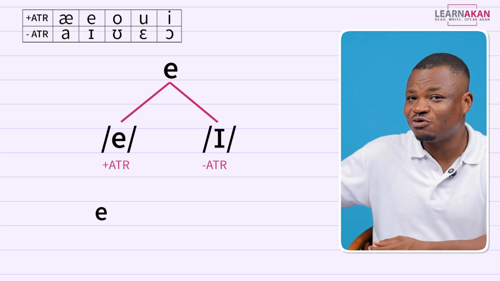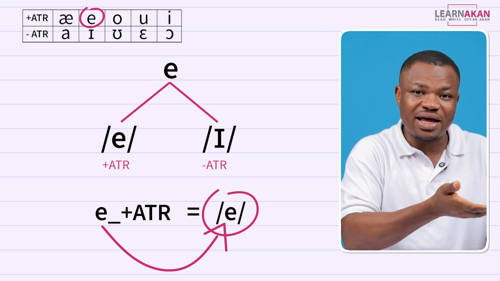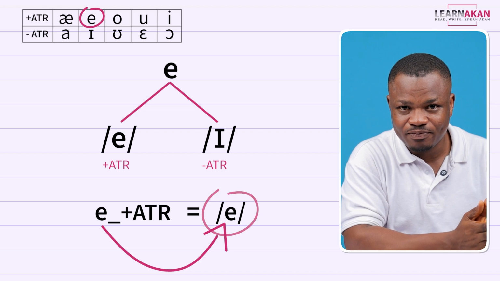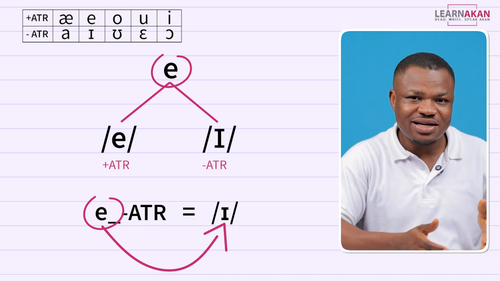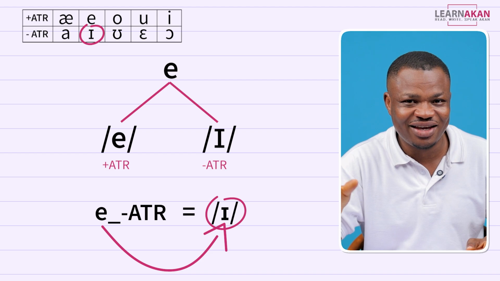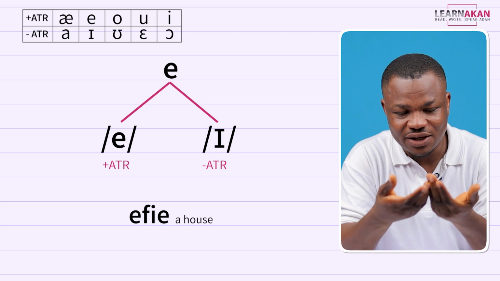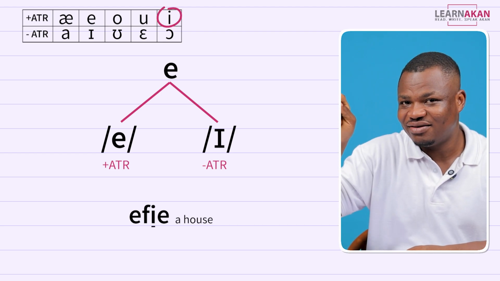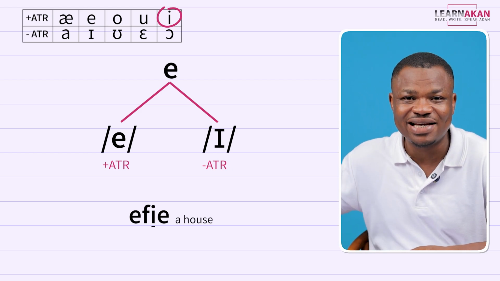If that vowel sound is from the plus ATR set, then this e will most likely be pronounced as the regular e because this e is from the plus ATR set to ensure that there is harmony. But if the next vowel sound is from the minus ATR set, then this e will most likely be pronounced as the minus ATR equivalent, which is e as in pit. So for example, we have efie. Now there's e in front. The next vowel is e, and we know e has only one sound, and it comes from the plus ATR set.